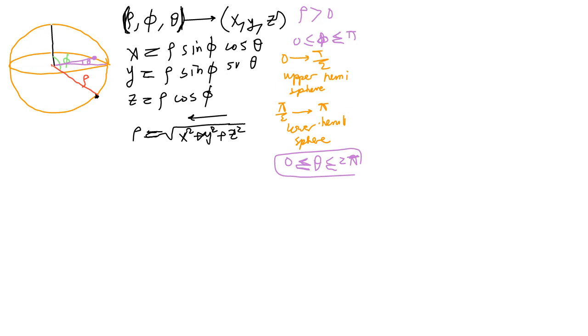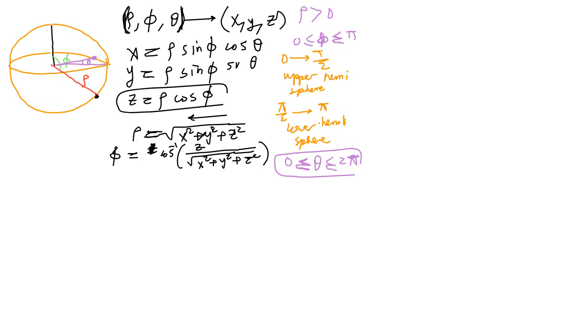All right, so how to find phi? Phi, using this formula, is cosine inverse of z over rho, where rho is radical x squared plus y squared plus z squared. And finally, if you want to find theta, theta is tan inverse of y over x.